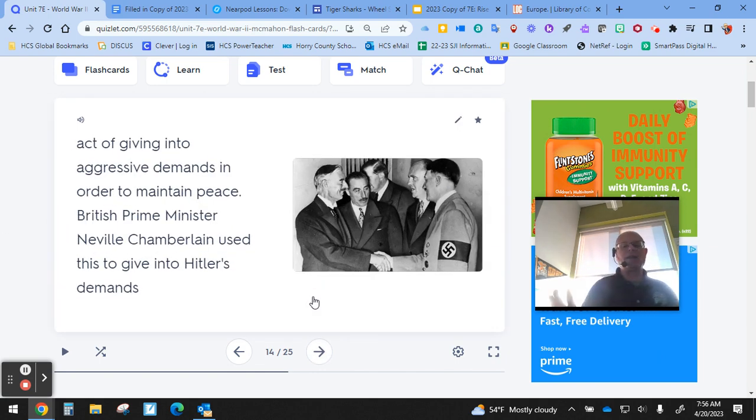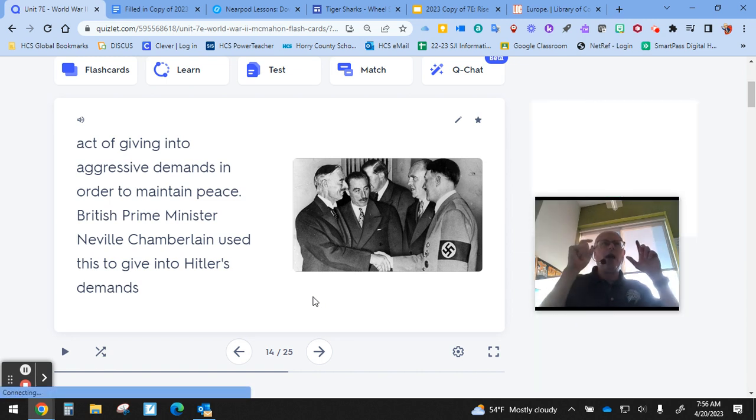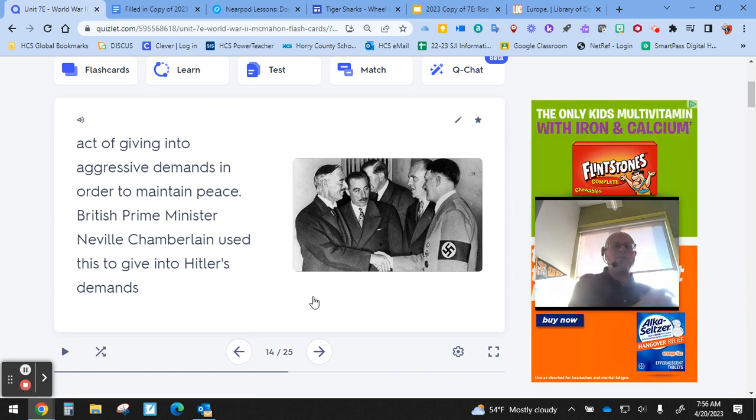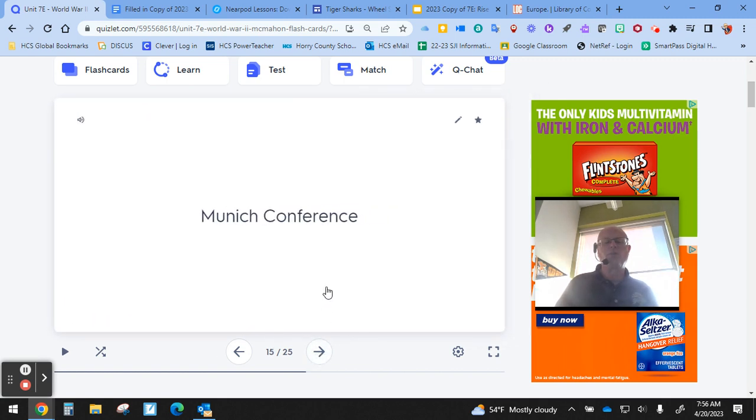Appeasement, which we're going to get into today. This is when you give in to somebody, assuming they're going to get better. It's kind of like if my son starts complaining about something, and if I give in to him, he'll do better next time. I know that's not true. He's a teenager. So I don't give in. I don't appease him. I make him follow the rules. Appeasement is going to be a cause of World War II.